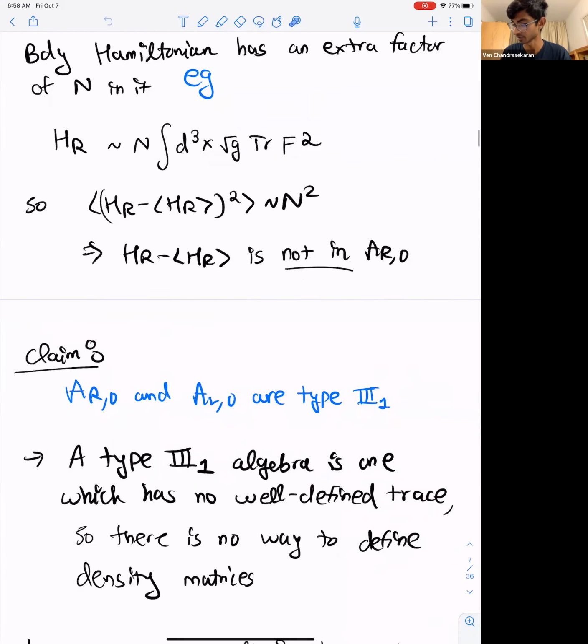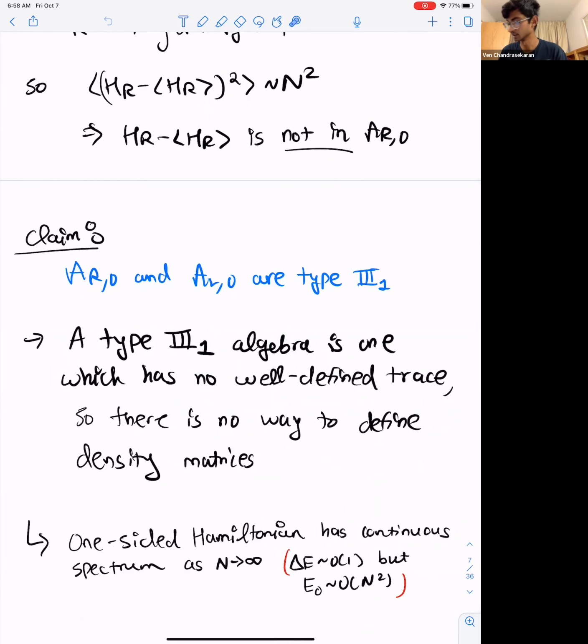Why does it have a continuous spectrum? Well, we're starting with the black hole and we're basically considering perturbations on top of the black hole. So our Hilbert space is going to be constructed from these linearized perturbations on top of the eternal black hole. The energy of the black hole goes like N squared, but perturbations on top will be order 1. So when N goes to infinity, the gap will go to 0 and you'll get a continuous spectrum for this one-sided Hamiltonian, which is the telltale sign of a type III_1 algebra. And type III_1 algebras show up all the time in quantum field theory, in ordinary continuum quantum field theory.